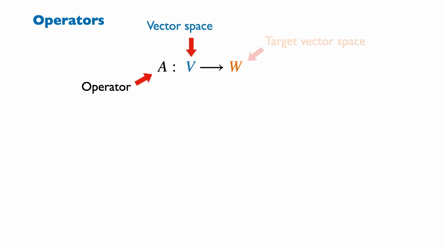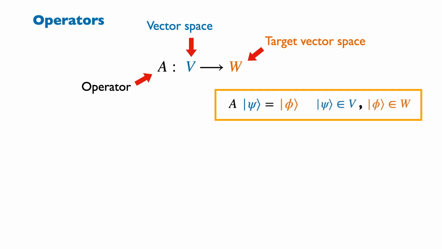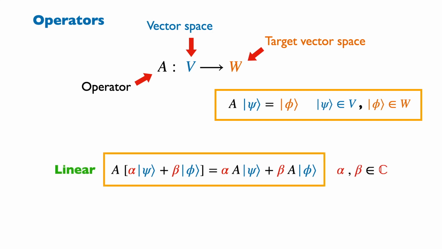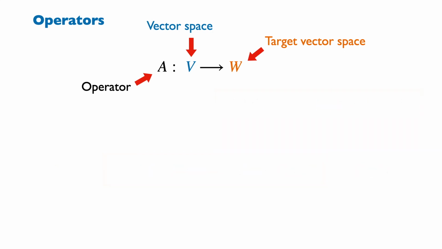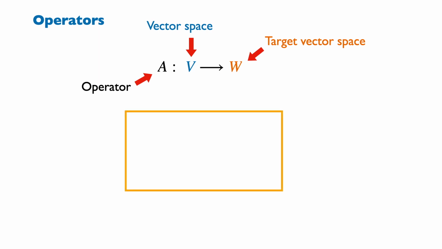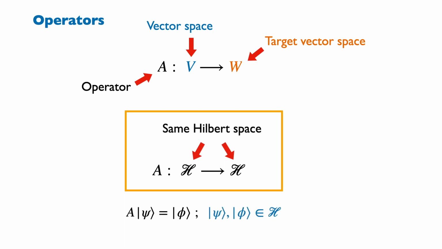We now introduce the concept of operators. An operator acts on a vector in a vector space to give another vector in a target vector space. It is a linear map. Of course, the target vector space can be the same as the original vector space. For our purpose, we are interested in operators that map vectors on a Hilbert space to other vectors on the same Hilbert space.